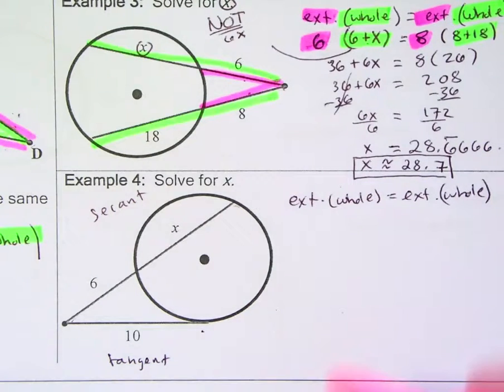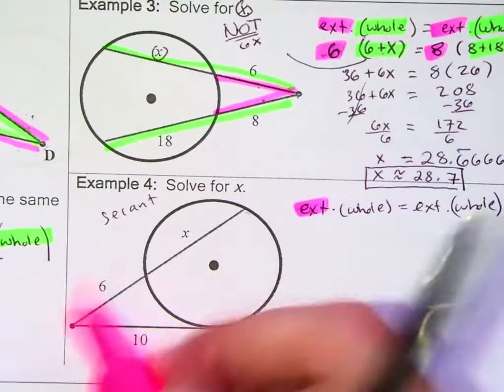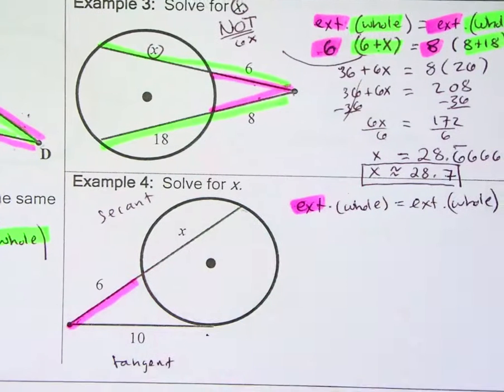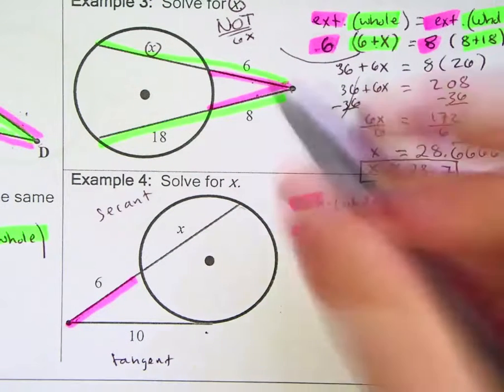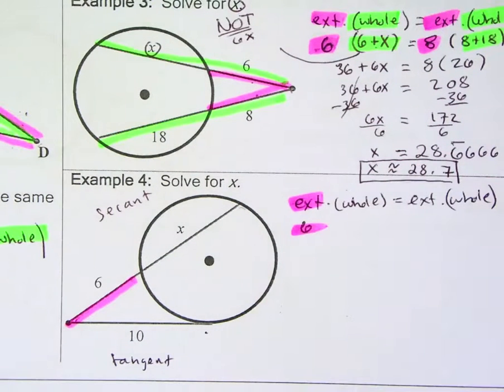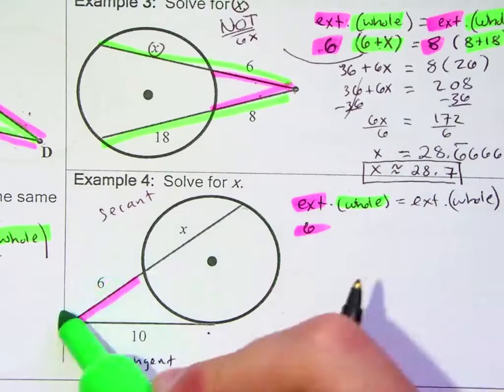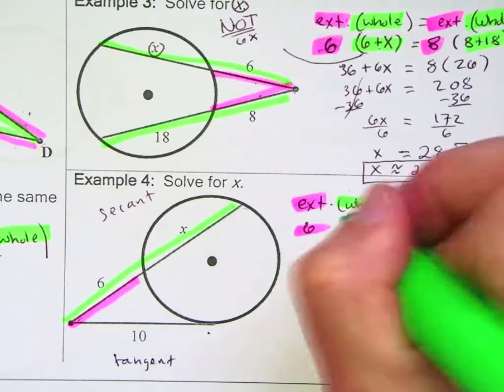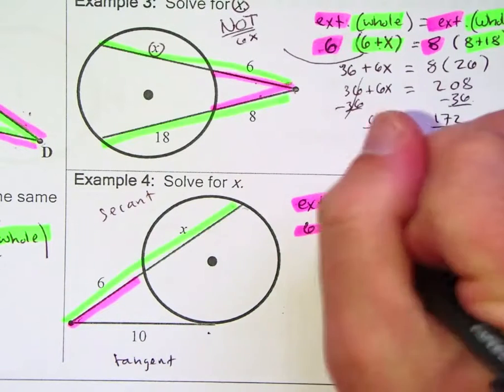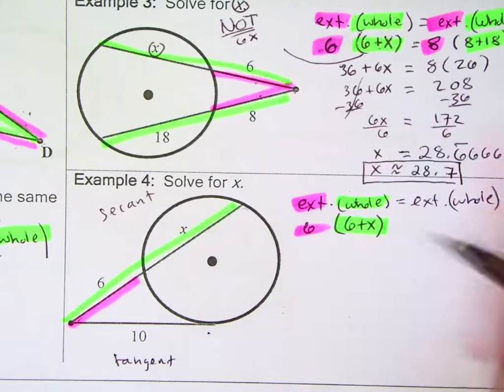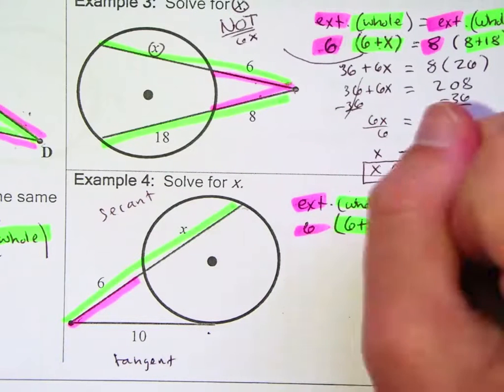And people might say, well, how does that work? I can see the exterior here. I mean, that makes sense. So that's clearly going to be 6. And I can see the whole over here would be 6 plus x. Don't forget, 6 plus x, not 6x.